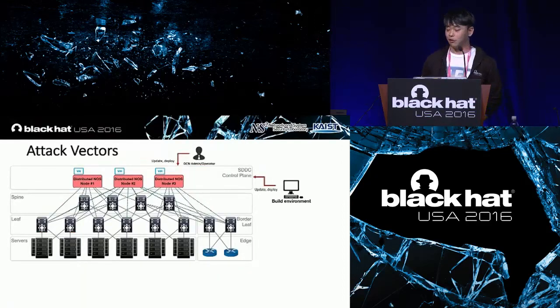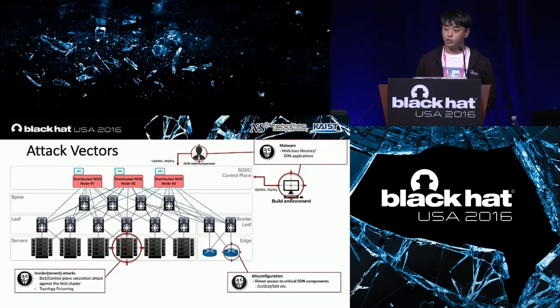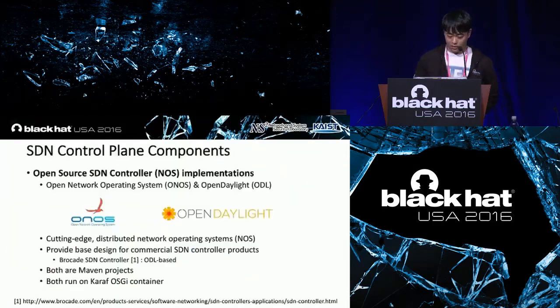So what are the attack vectors that could affect the SDDC infrastructure? On our list, we have misconfiguration, malware, and insider attacks. So we'll talk about each one of them in the next few slides. The SDN controllers that we consider in this talk are Open Network Operating System (ONOS) and OpenDaylight. They're cutting-edge distributed network operating systems, and they also provide base design for commercial SDN controller products. For example, Brocade's SDN controller is based on OpenDaylight. And they're also similar in that they both are Maven projects and they run on the Karaf OSGi container.